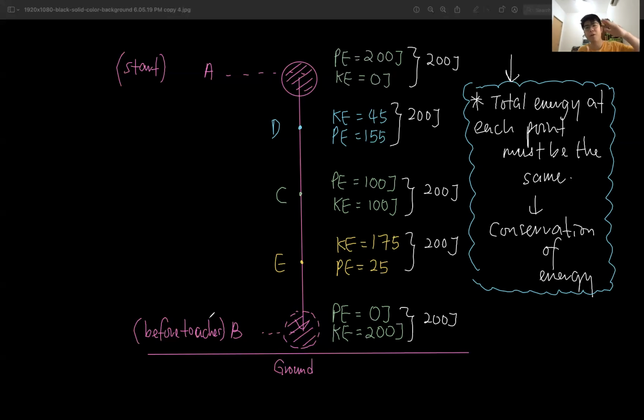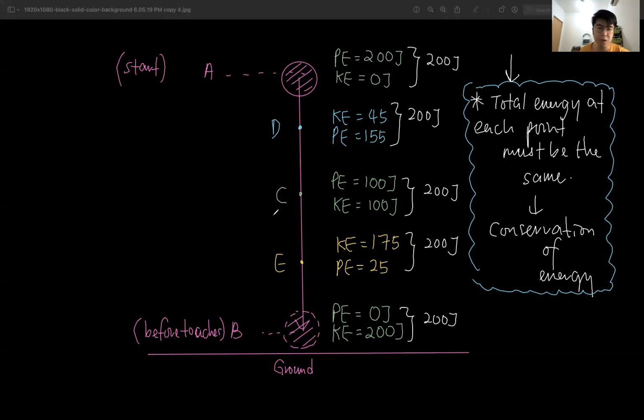Because if the ball touches the ground, what energy do you get out of it by hitting the ground? You get sound, you get heat, right? Because when it hits the ground, there's friction, there's sound produced. So that means from this 200 joule, some of the energy will go to heat, some will go to sound.